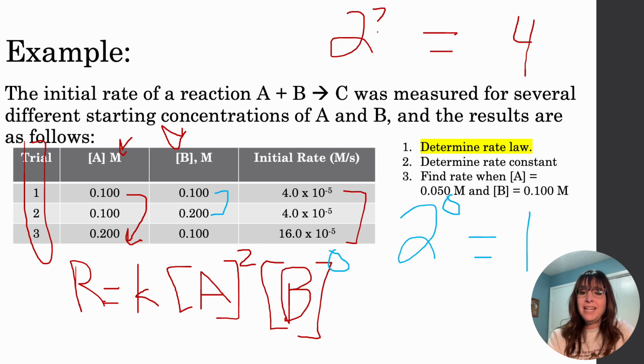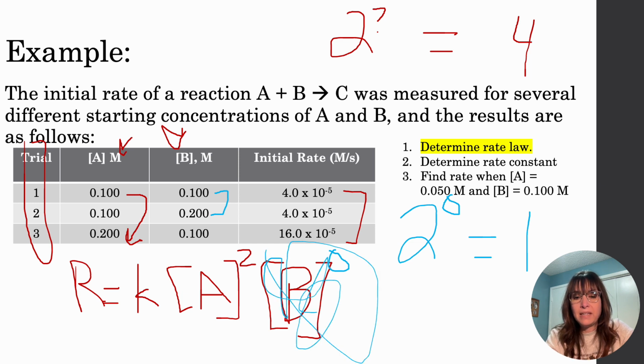And what does that mean? It means you can dump in the entire box of B, and it is not going to change the rate at all. So our rate law can actually be written without this piece at all. The rate law is simply going to be R equals K [A] squared. In other words, the rate only depends upon A.